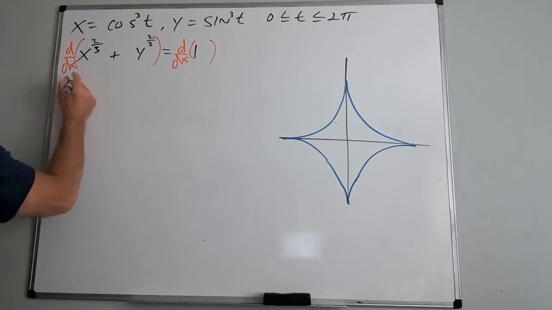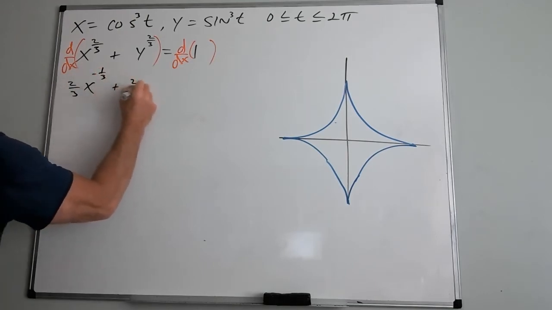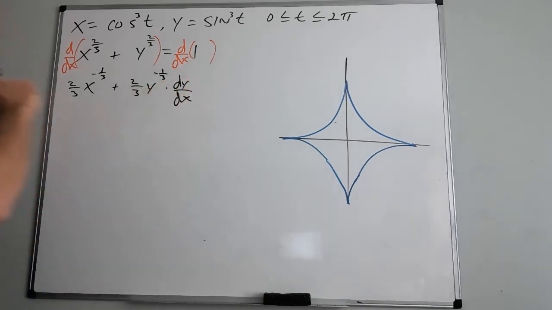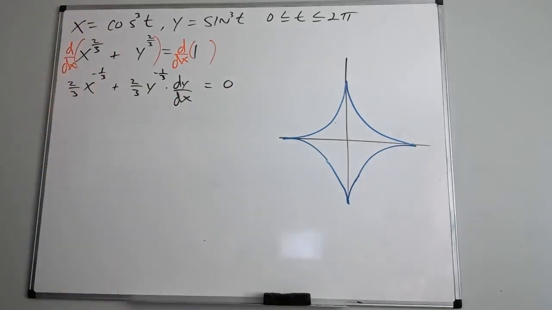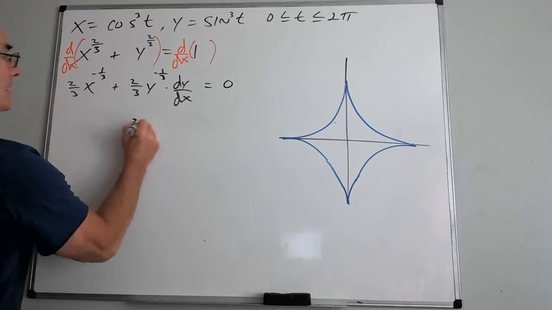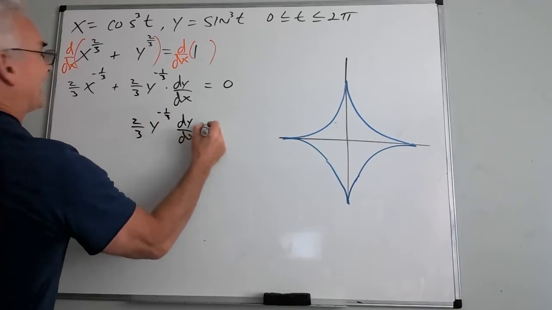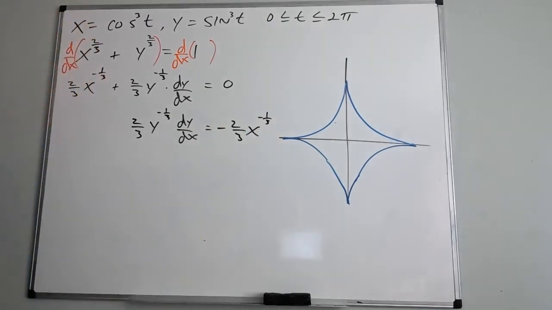So on the left, I would have 2/3 x to the -1/3 plus 2/3 y to the -1/3, and then the chain rule factor dy dx, which is the thing I'm trying to find in the first place, equals the derivative of 1, which is 0. So let me send the x packing. So I have 2/3 y to the -1/3 dy dx equals -2/3 x to the -1/3. Now I need to deal with the negative exponents. That won't be that bad. So I think the first thing I'd like to do is let's get rid of the 2/3. I don't need those.